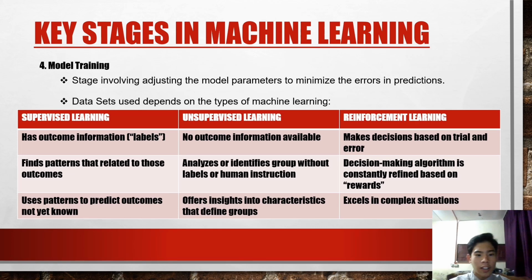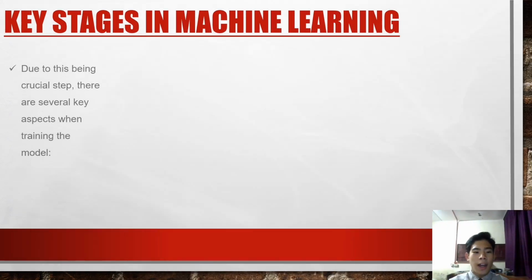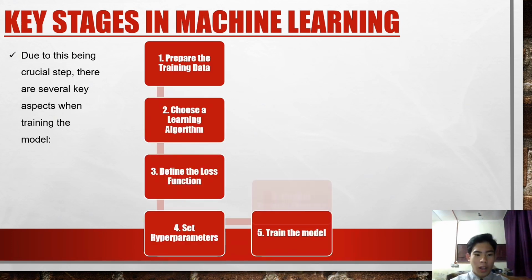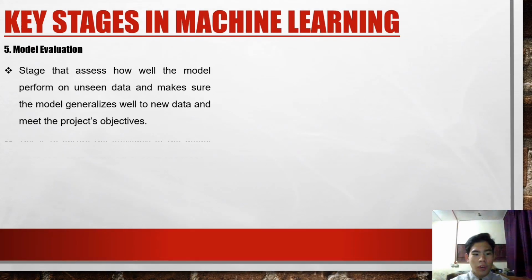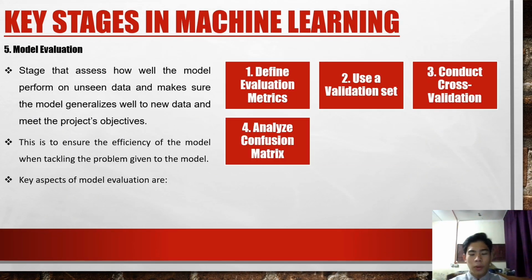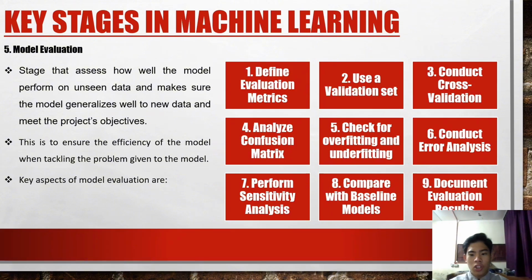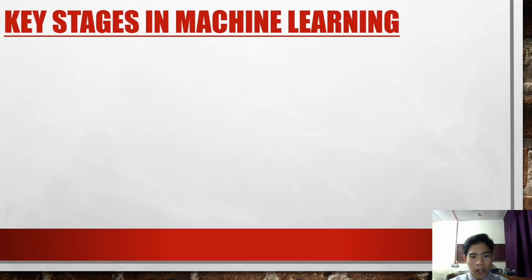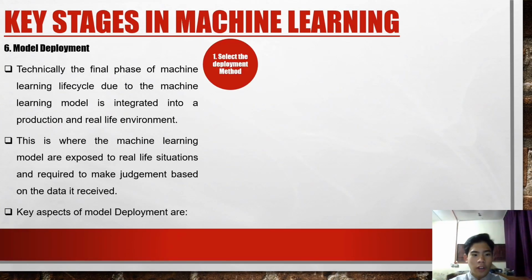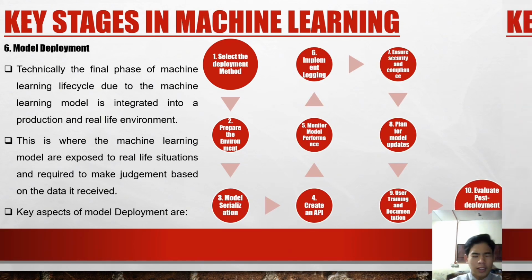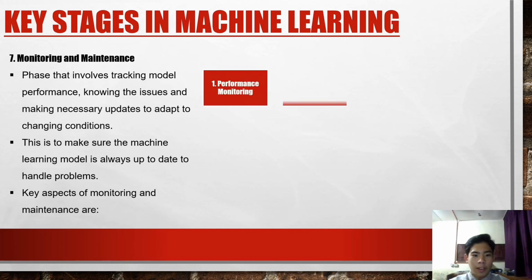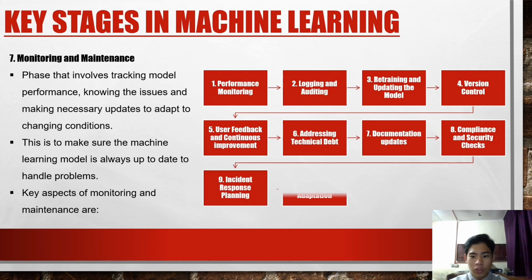So for model training, the dataset is used depending on the type of machine learning shown in the table just now. And there are also key aspects when training the model. Alright, so next up, we also have the model evaluation. So the model is evaluated according to key aspects shown on the right side. Next up, we also have the model deployment. The right side shows the key aspects of model deployment. Next up, we also have the monitoring and maintenance. This is to make sure the model is always relevant to the problem addressed. And the right side shows the key aspects.